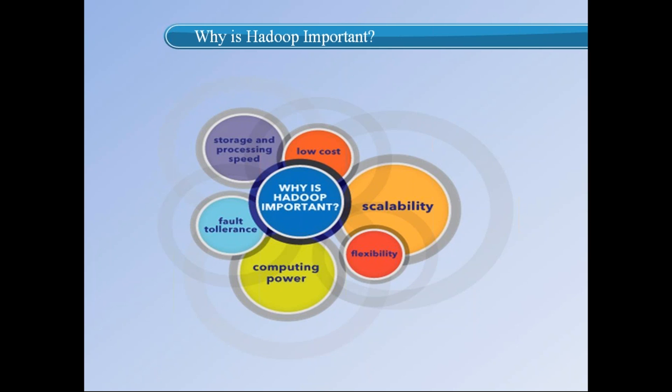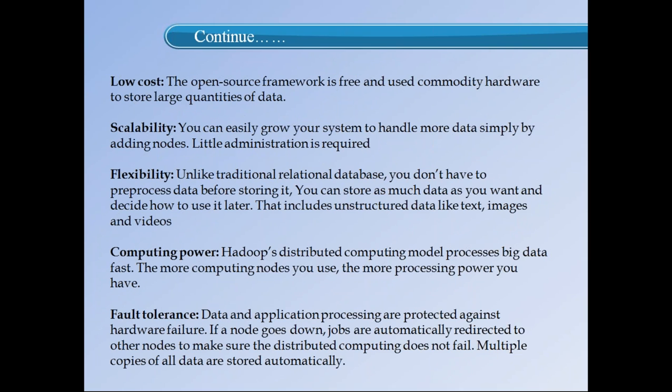First will be low cost. The open source framework is free. First of all, it's open source, that's why it's free. And it uses commodity hardware. What does commodity hardware mean? Commodity hardware means hardware which is easily available in the market.